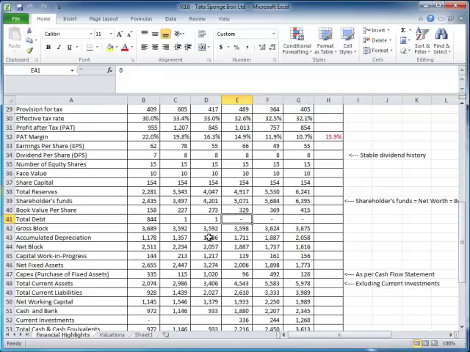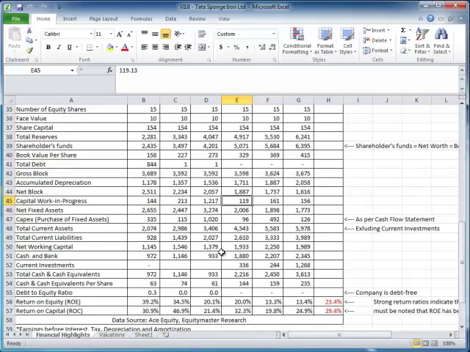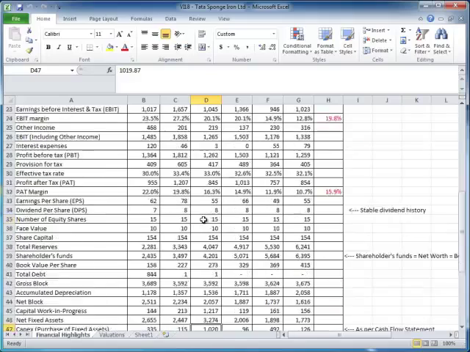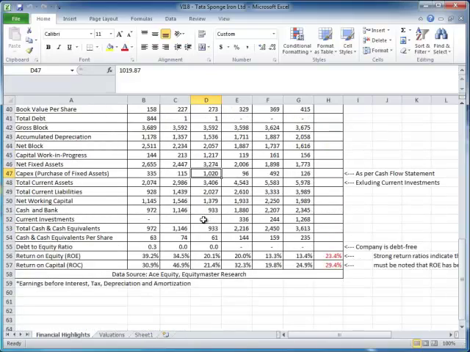This then gives us the book value of the share, and then we have a whole lot of other lines here: accumulated depreciation, net block, capital work in progress. So now we're looking at more of the balance sheet items. Next we have capex, or the purchase of fixed assets, and here you can see that this is somewhat volatile. We have a very high number here, which is 2010, and then it's a lot lower in 2011, and relatively low in 2013.